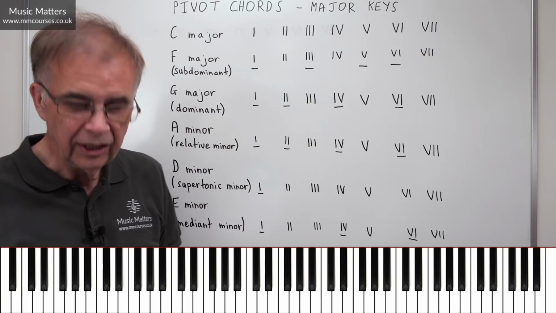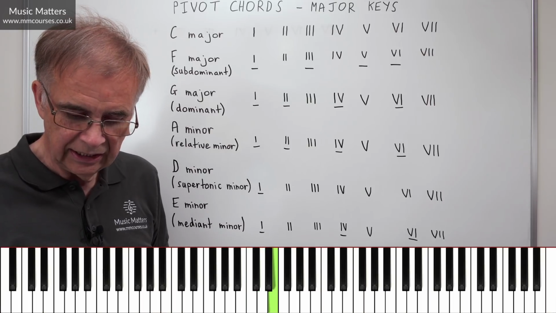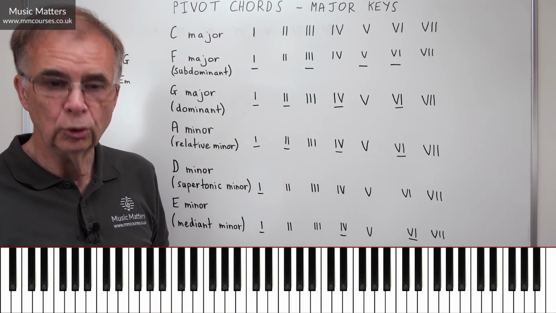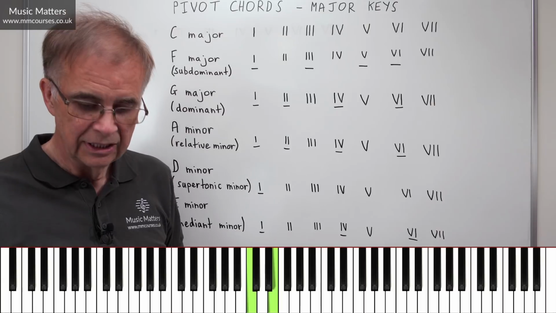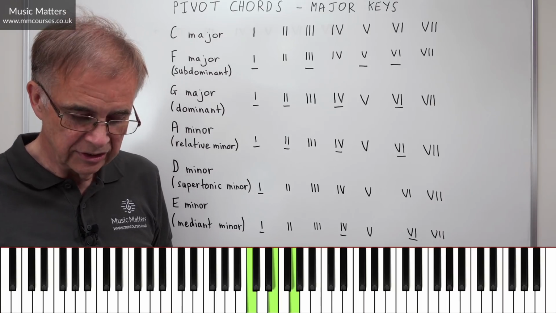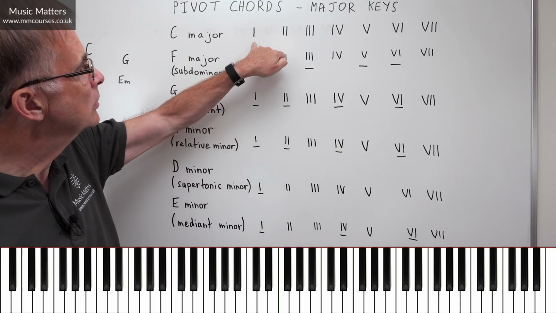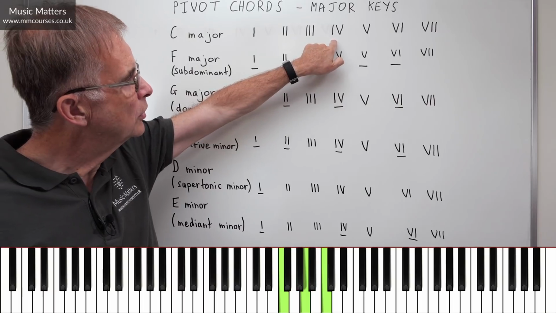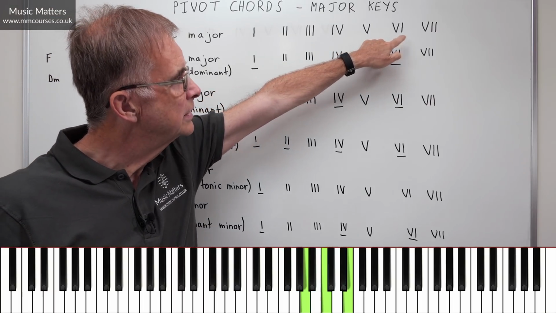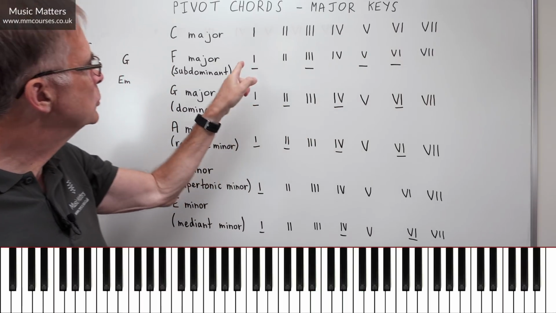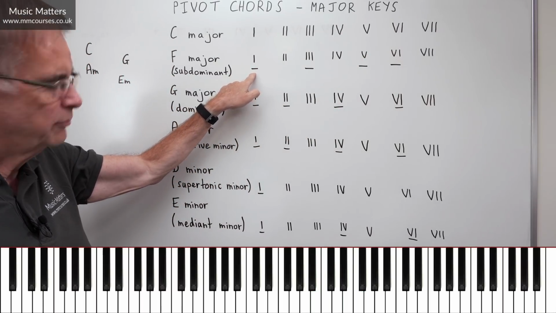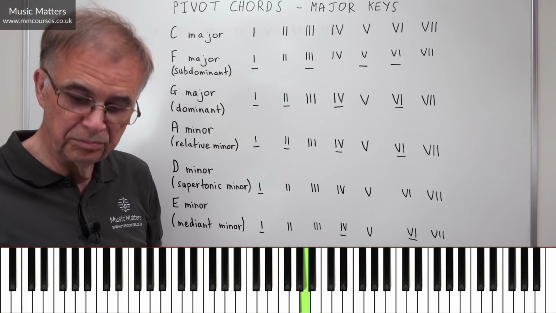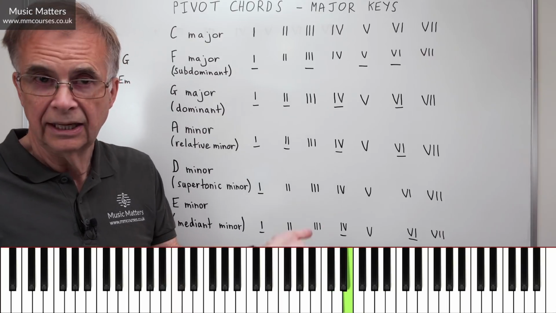So if I'm in C major, I've got a scale of C major, C, D, E, F, G, A, B, and then I come back to C. I can form my chords by adding a 3rd and a 5th above each note of the scale. And then I get my chords. So 1, 2, 3, 4, 5, 6, 7. So when I talk about this being a pivot chord into F major, you can see in F major, here's the scale of F: F, G, A, B flat, C, D, E, and then back to F.